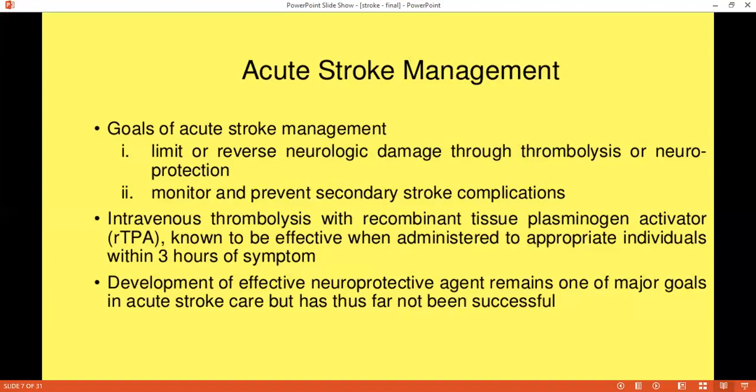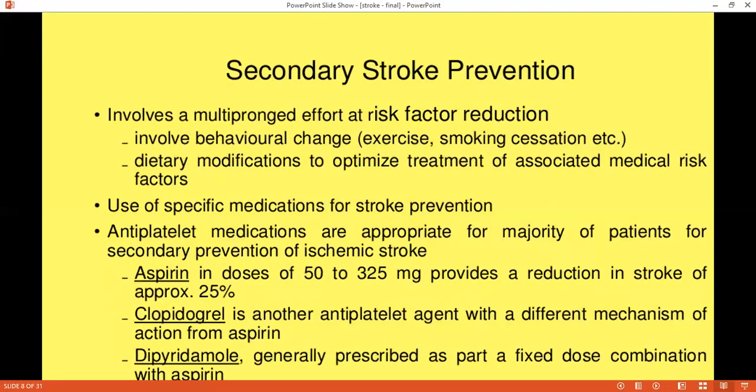Now the next slide, the prevention. How to prevent? Generally, avoid smoking, over smoking, dietary modification, use of specific medication for stroke prevention, antiplatelet medications like aspirin, clopidogrel, dipyridamole. These are all the drugs which help to manage the stroke victims.